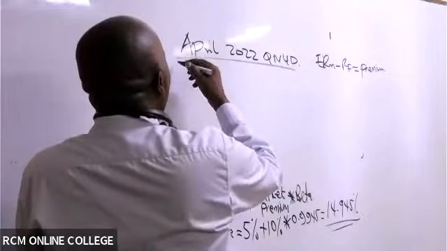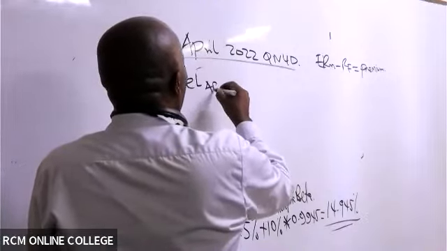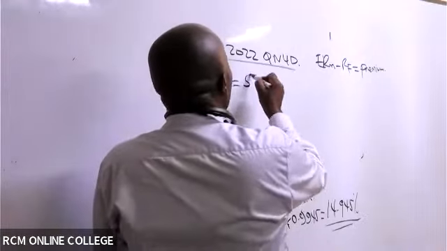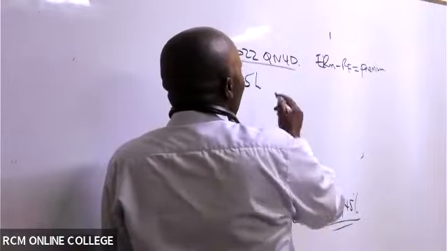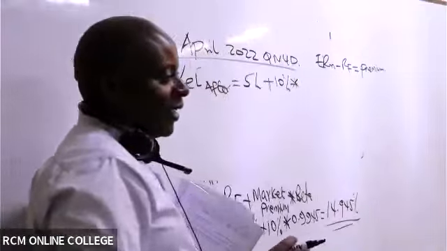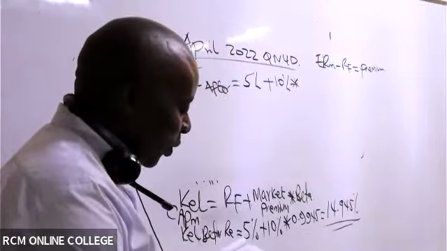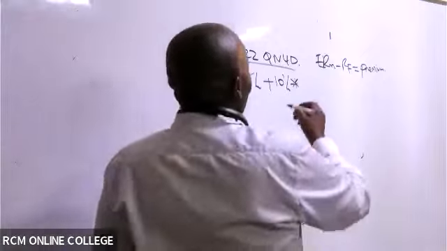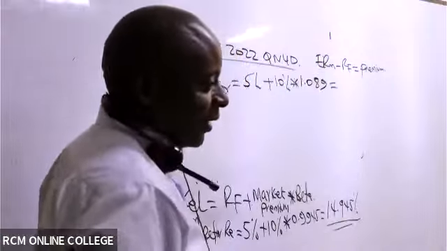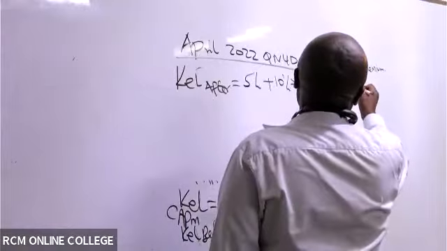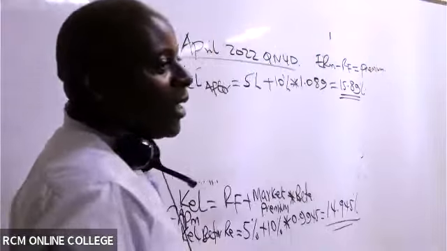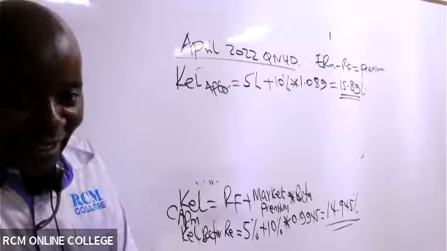So KH after reconstruction. After reconstruction, I will talk of 5%, RF will remain. Market premium won't change. But now we are talking of BEL after reconstruction. So BEL after reconstruction, what is the value? 1.089, which will then end up giving us what figure? 15.89%.